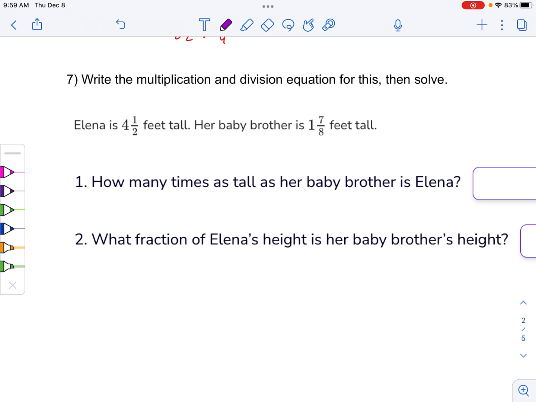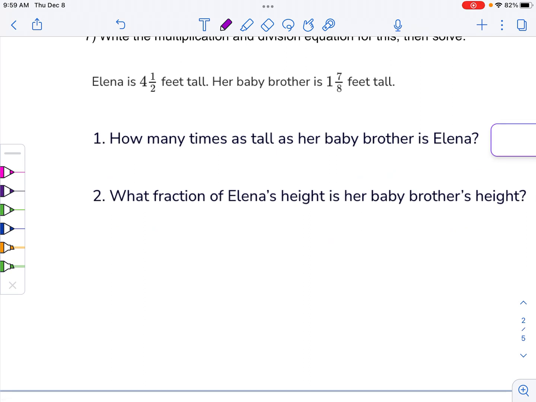Lena is 4.5 feet tall. Her baby brother is 1 7/8 feet. Okay, how many times as tall as her brother is Lena? Many students just read that and get a little tripped up. Like, I don't know what's happening. So instead of getting tripped up, let's just talk through it. How many times? I don't know. As tall. So that's like multiplication.